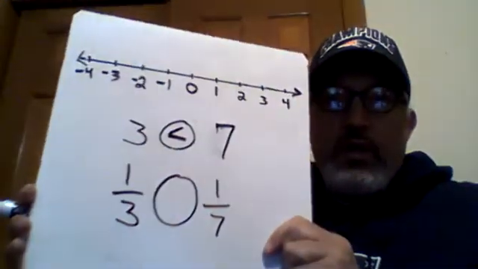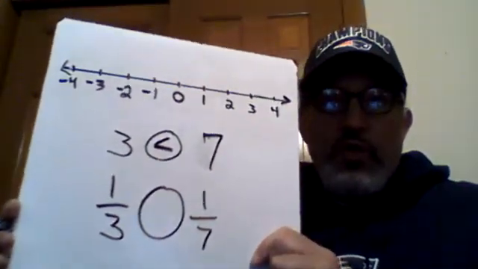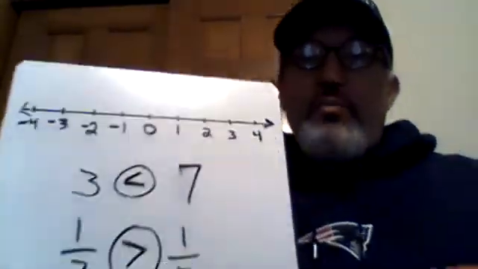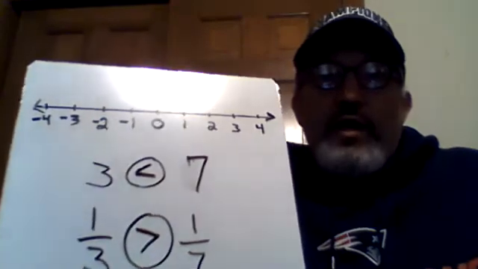Well, what about once we encounter fractions? And we're asked that question. How does 1/3 compare to 1/7? Well, this time 1/3, the number on the left, is greater than the number on the right. 1/3 is greater than 1/7. And we should all have a picture of that in our minds as to why it's true.